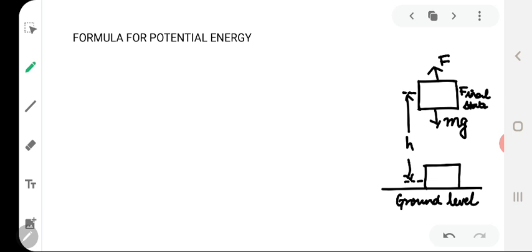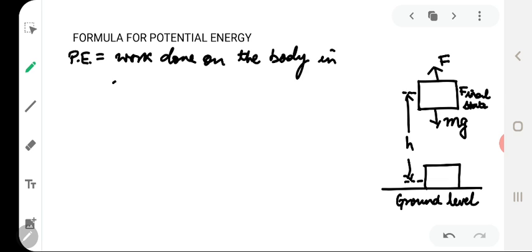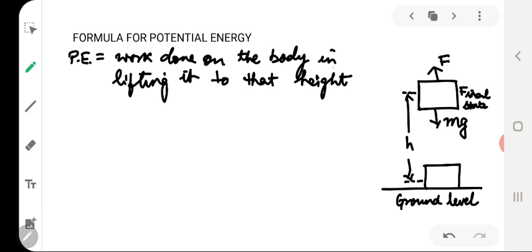Now, the potential energy at a certain height above the ground should be equal to the amount of work done on the body in lifting it to that height against gravity. So let us consider a body of mass m, as you can see in the picture. Body of mass m lifted to a height h against gravity.